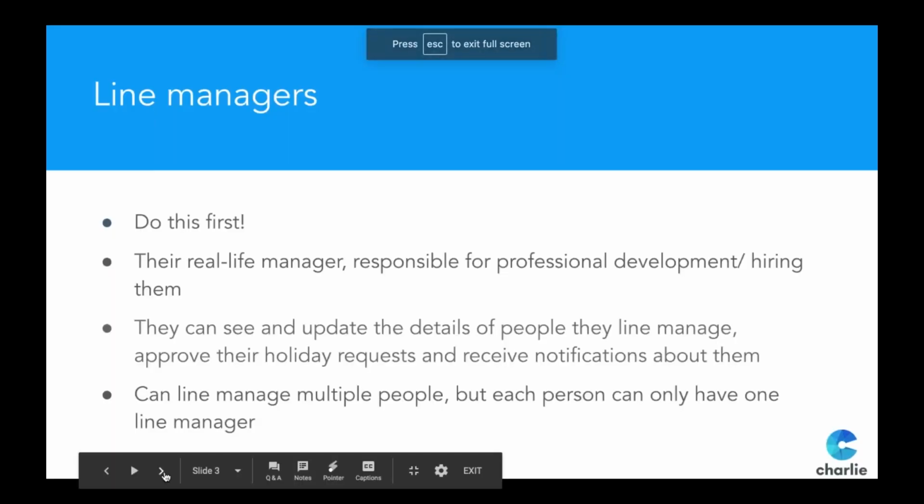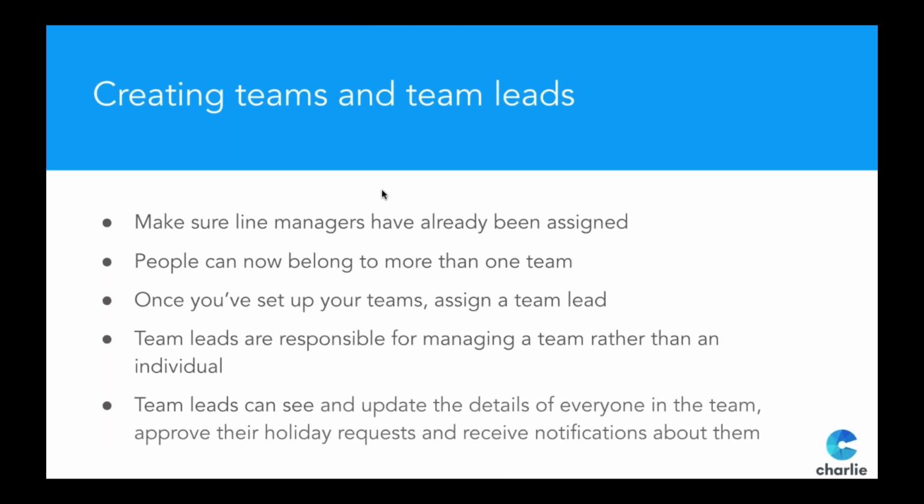I'm going to move on now to creating teams and team leads. The most important thing is to differentiate between a line manager and a team lead at this stage. A line manager, as we mentioned, is a way of showing who has a direct relationship with an employee. Team leads are responsible for the success of those within their team. Once you've set up your line managers and those have already been assigned, what you're going to want to do is create your teams in Charlie. People can now actually belong to more than one team. So if you've got departments with teams within that, you can really easily set that up.